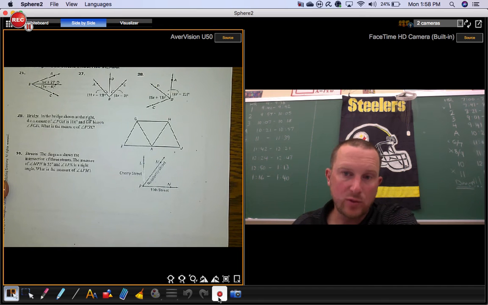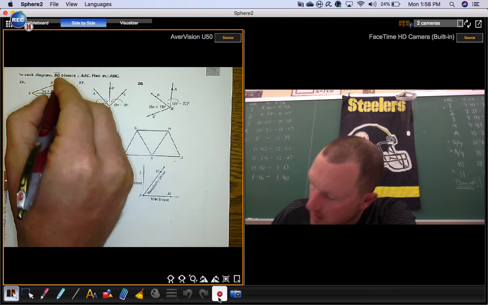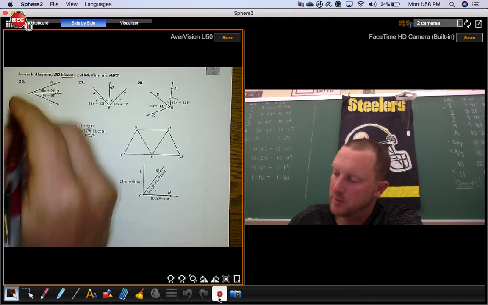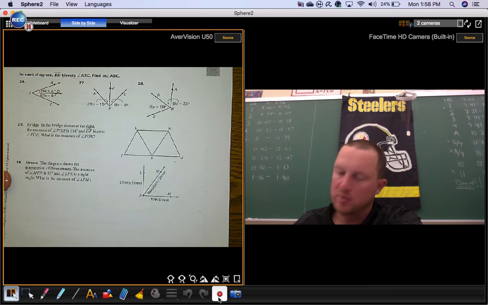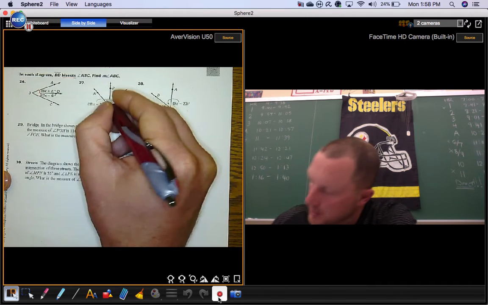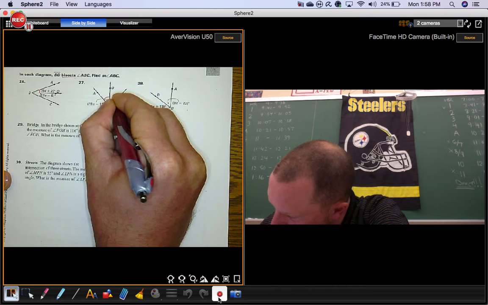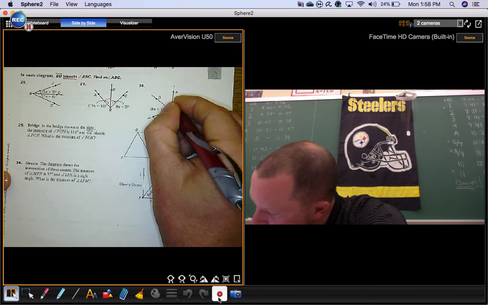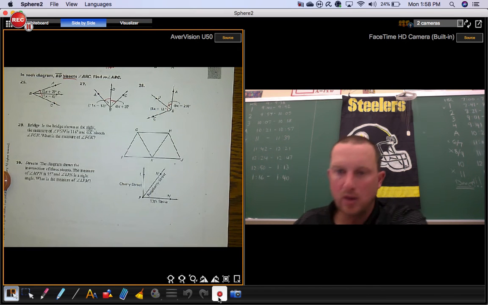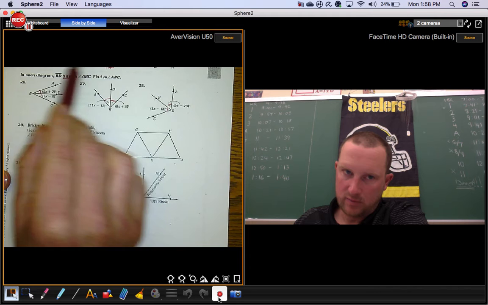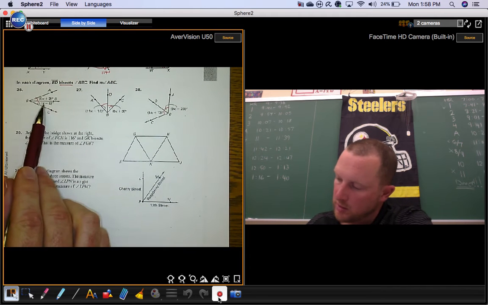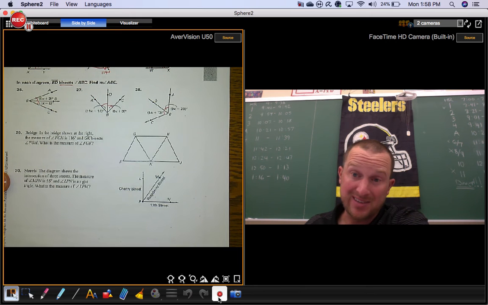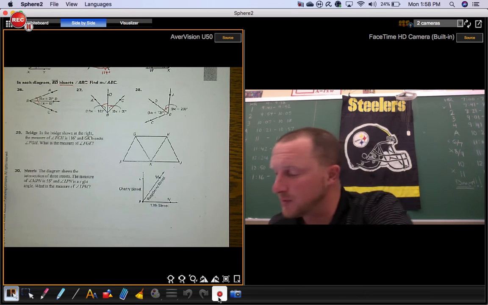Okay, 26 through 28, same kind of thing. You have a ray bisecting an angle. So this ray bisects the big angle. That means those two pieces are the same. Same thing over here. Those two angles are the same, so I put matching arcs on them. Same thing here. Now the difference here is these are expressions now. So I'm not telling you that this angle is 39 degrees. I'm telling you it's 7 times the number minus 6. That's a little bit tougher.